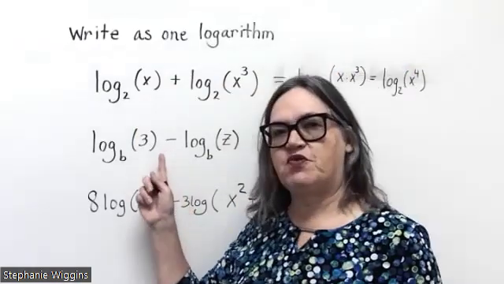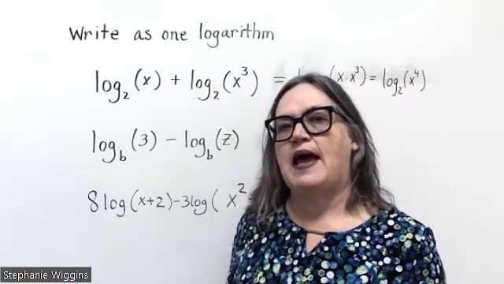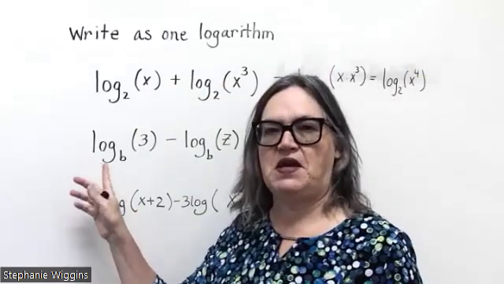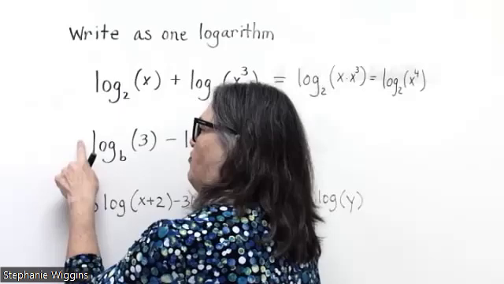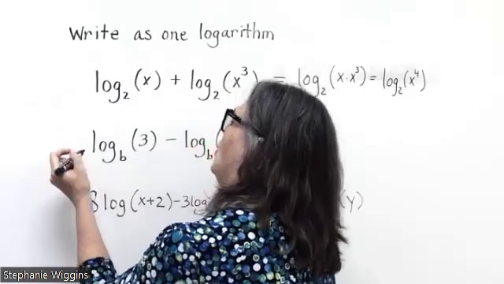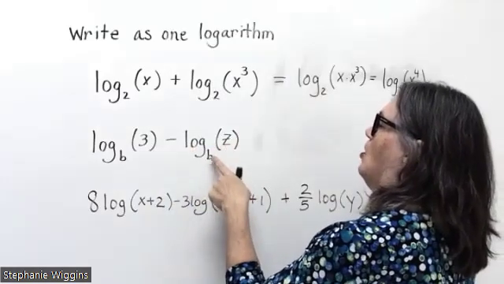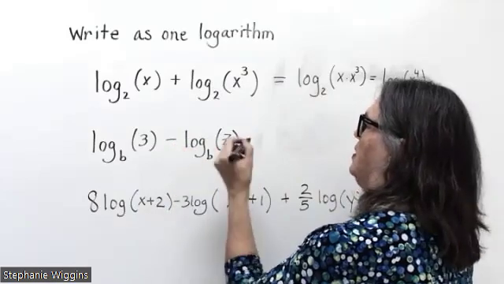Here we have the difference of logs. The difference of logs is the log of the quotient. And anything that has a positive in front is going to be in the numerator. So there's nothing here up front, that's understood to be a positive 1, if you will. Then we're subtracting log base b of z. So this is going to go with a quotient because of the negative in front.